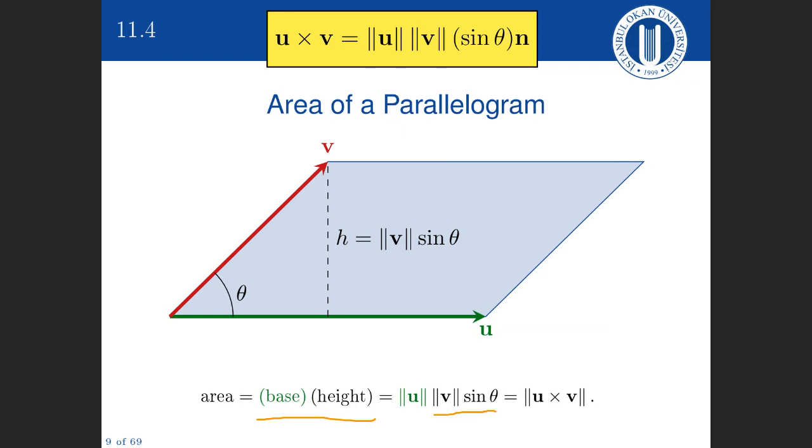There we get norm of u, norm of v sine theta. That's almost what we have at the top. At the top, we can see that u cross v is norm of u, norm of v sine theta multiplied by the unit vector n. Take the norm of the thing at the top, and we get exactly norm u, norm v sine theta. So the area of a parallelogram is norm u cross v.